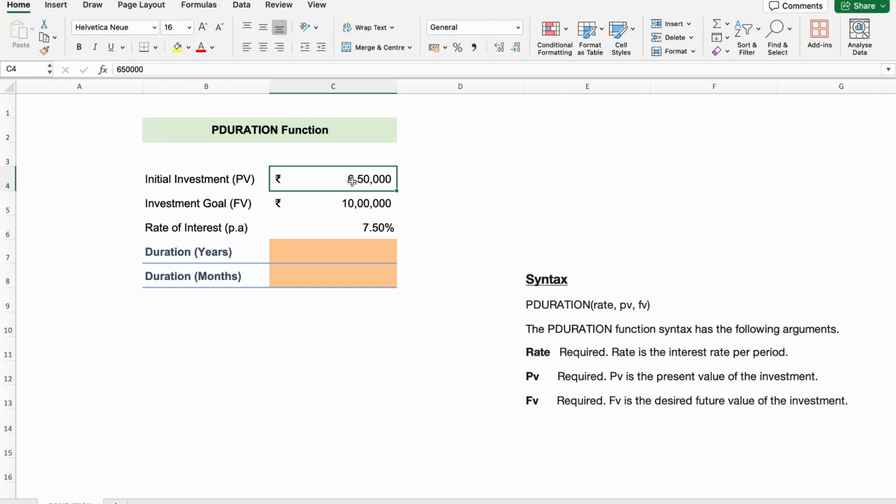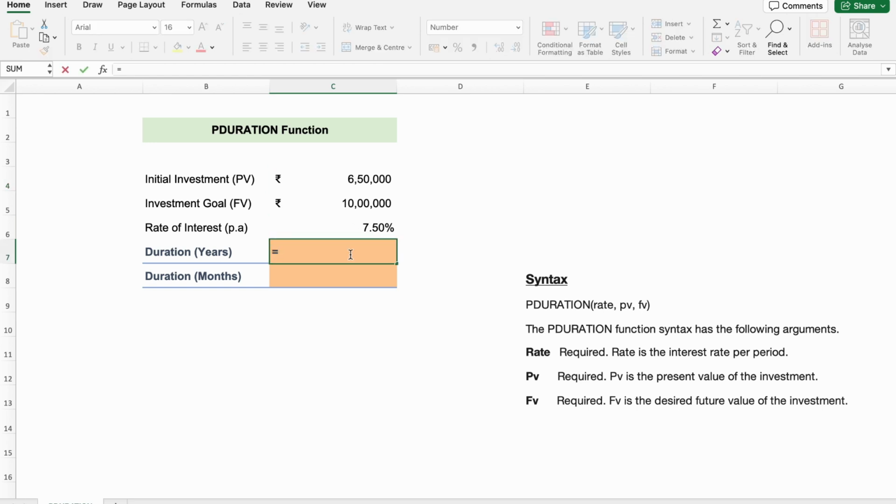Our initial investment, that is the present value, is 6,50,000 rupees. Our investment goal is 10 lakh rupees, so that my friend can buy a car. The rate of interest per annum is 7.5%, and it is going to compound annually. In this case, how much time will it take for his investment of 6,50,000 rupees to grow to 10 lakh rupees? So we can apply the PDURATION function.